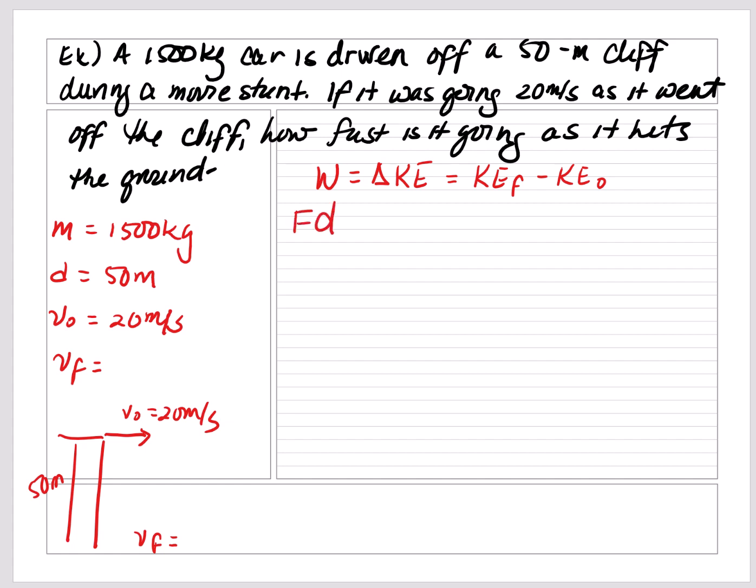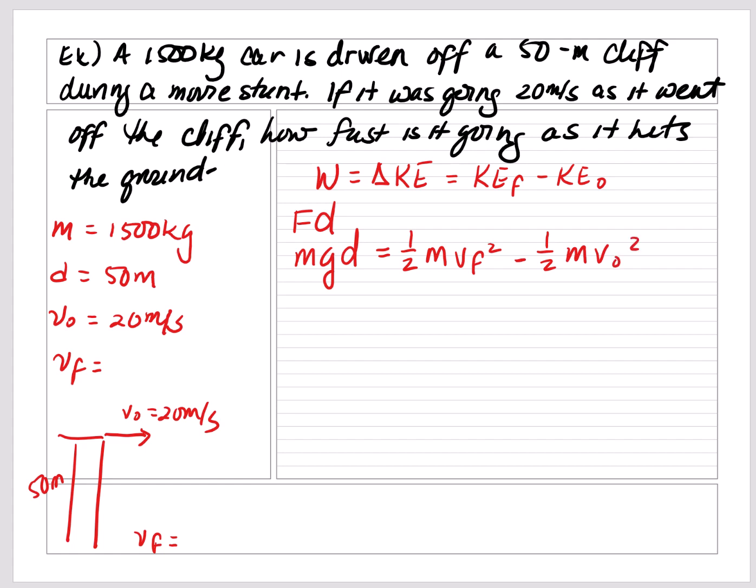distance. Since this car is falling and there's no air resistance, it is under the influence of gravity. So the force here is the weight. So the weight is mass times gravity times the height d. This is equal to kinetic energy final, which is 1/2 m v final squared minus 1/2 m v naught squared.